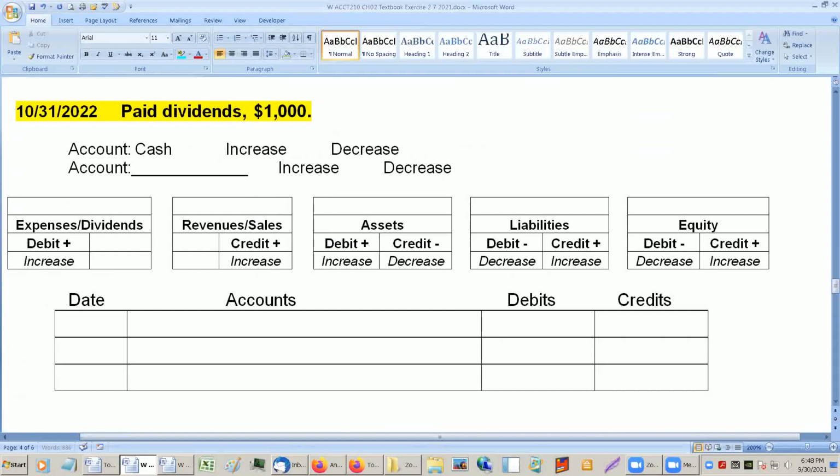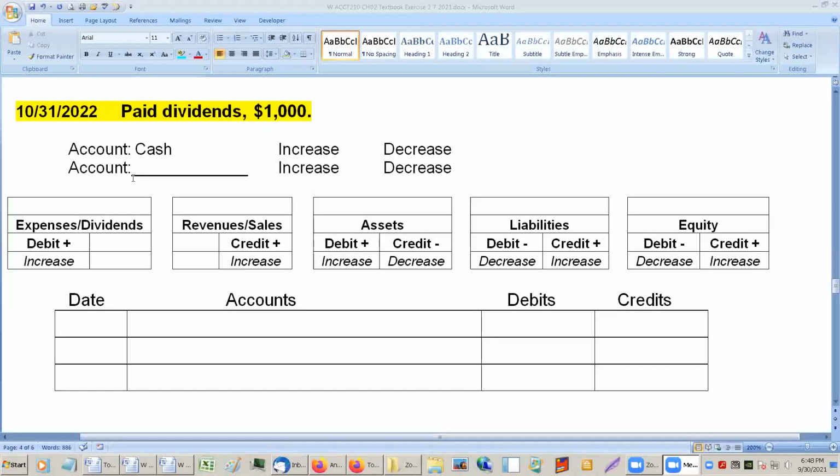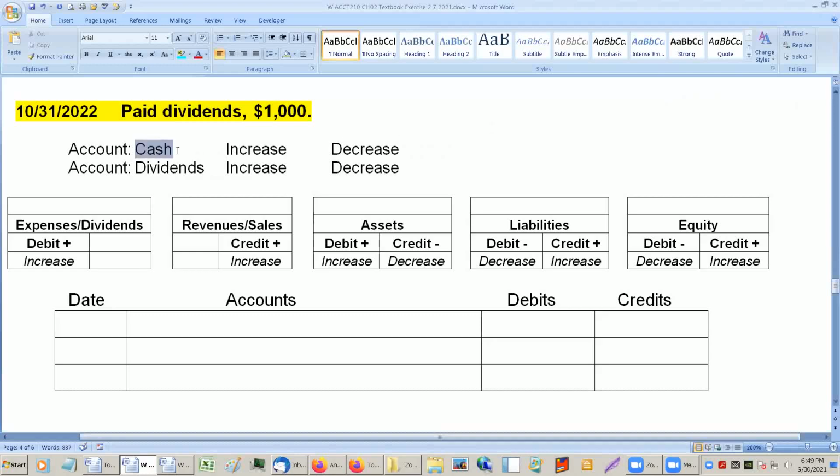So these are dividends that we're paying to the owners. So we're actually paying money out. Every now and then they get money from the place. So that's going to be payable. Cash and dividends. Right. Yeah, so cash.